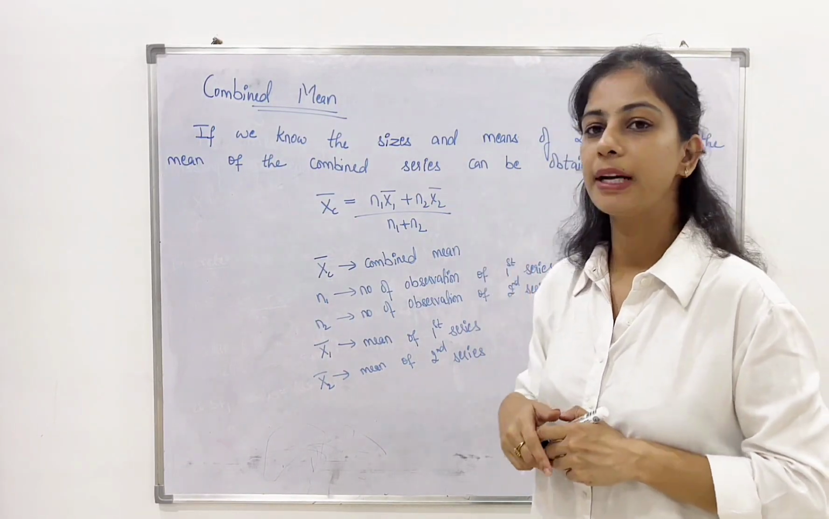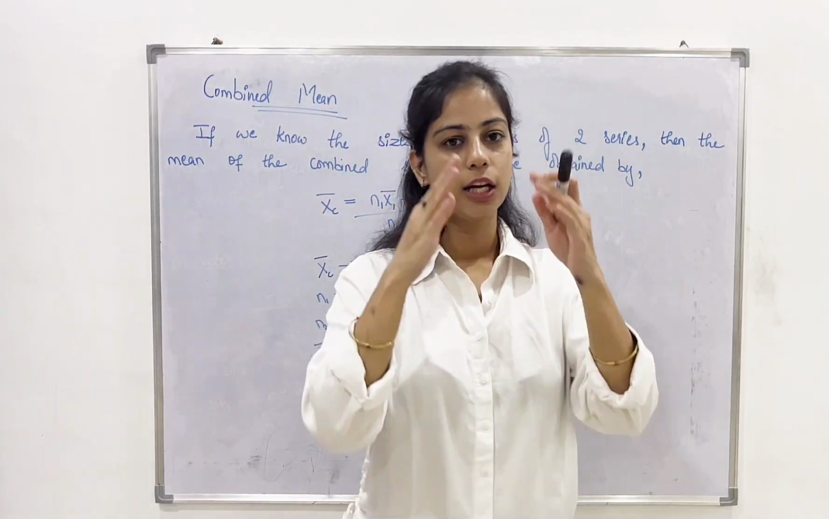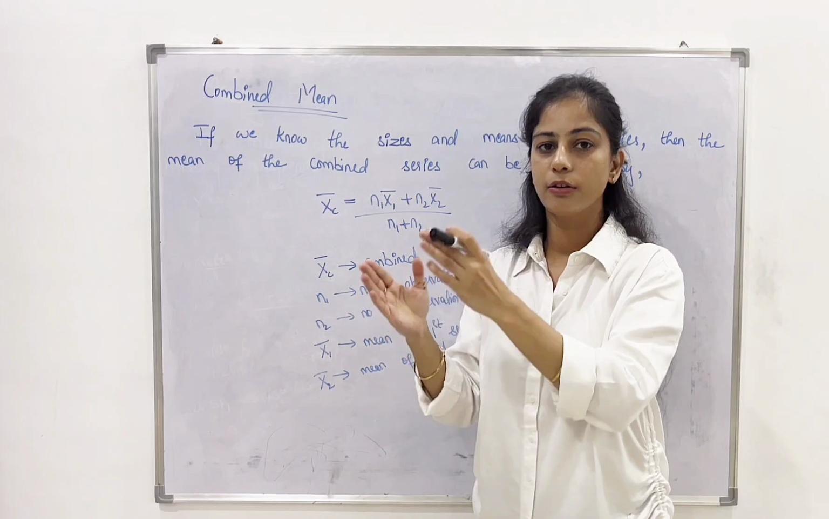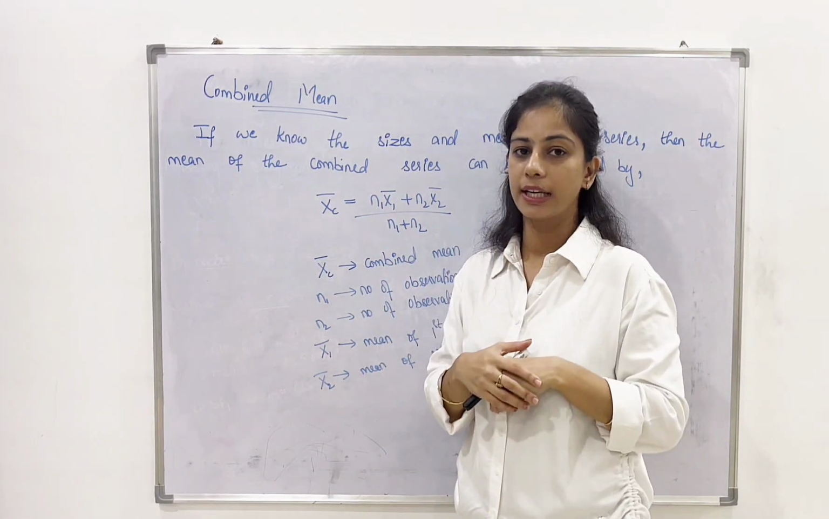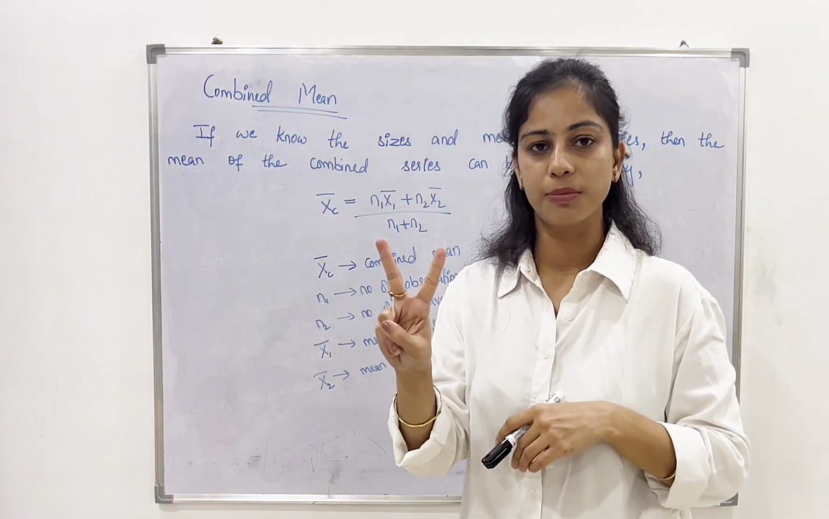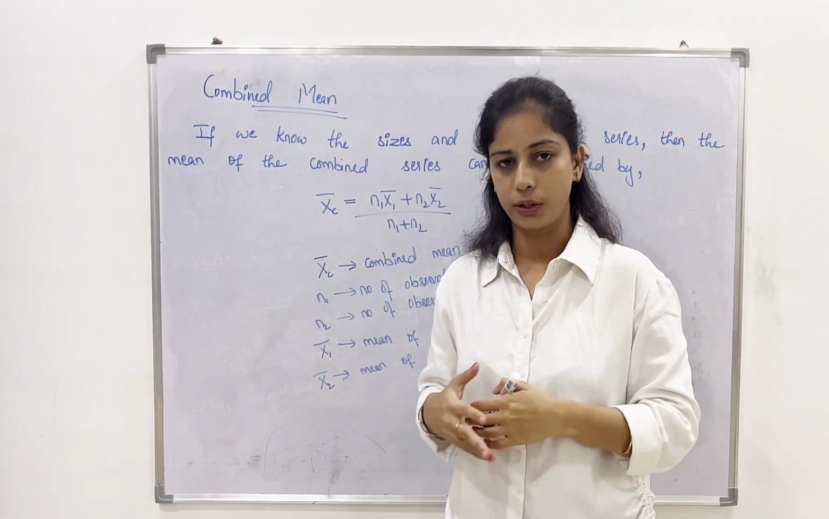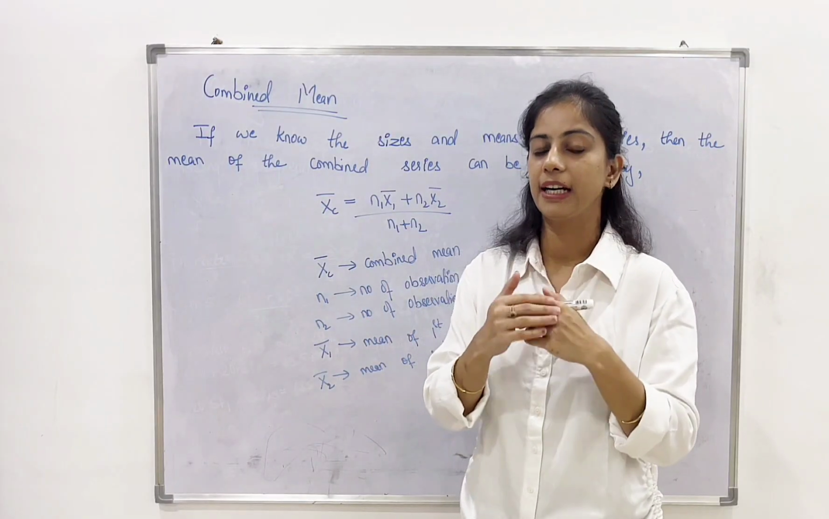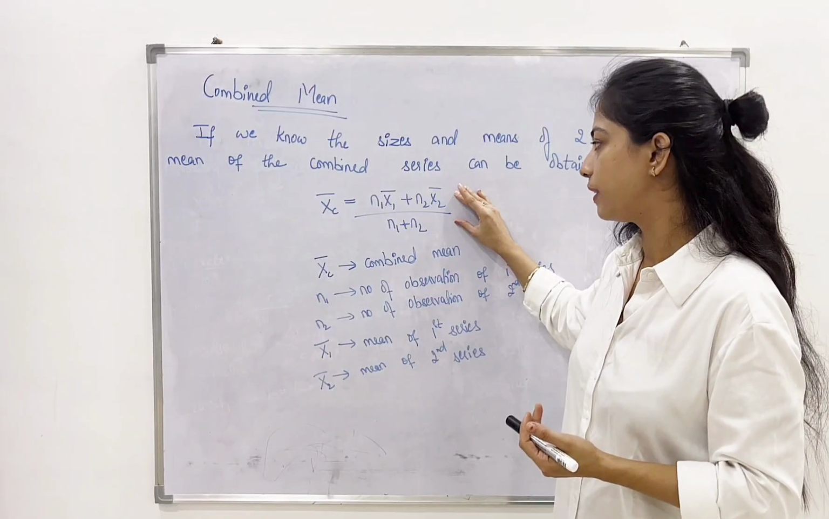Now what do we mean by combined mean? What if we have two sets of series, two columns in which data is given for the x1 column and the x2 column? In that case, we will have two sets of observations, which are n1 and n2. By combining those two series, we get our combined mean. So this is the formula with which we will be solving the problems.